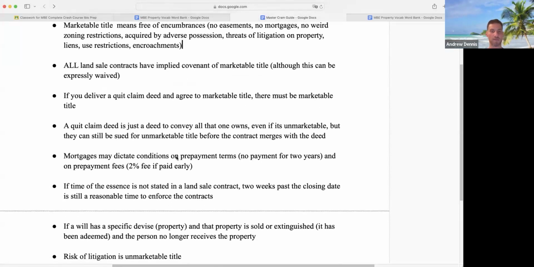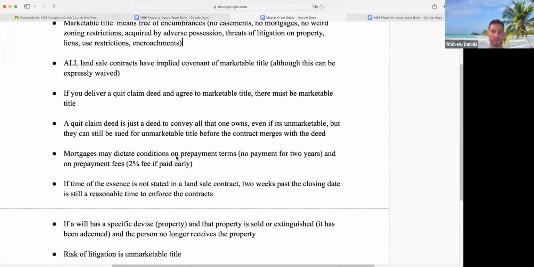If you deliver a quitclaim deed and agree to marketable title, there must be a marketable title. A quitclaim deed is just a deed to convey all that one owns, even if it's unmarketable, but they can still be sued for a marketable title because before the contract merges with the deed. Mortgages may dictate conditions on prepayment terms, so you can have no prepayment for 2 years, or on prepayment fees, 2% fee if paid early.